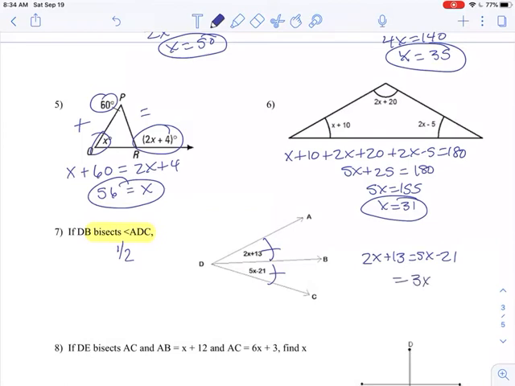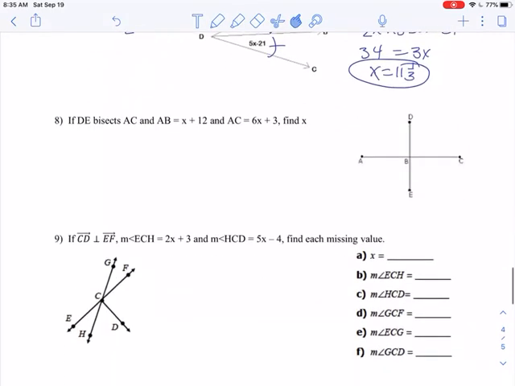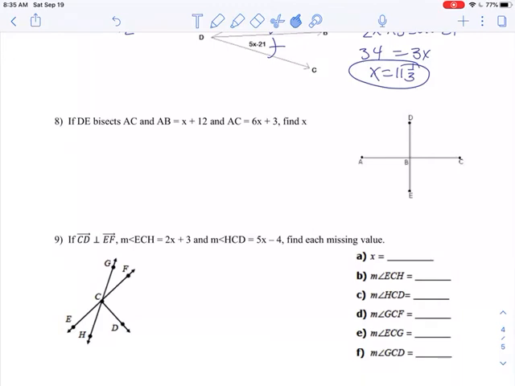I subtract 2x, I get 3x. I add 21, I get 34. This actually doesn't go in evenly, and I can just leave it as a fraction. Almost done here. DE bisects AC. If I'm bisecting AC, I'm cutting AC in half. So I'm going to go to AC, I'm going to cut it in half.